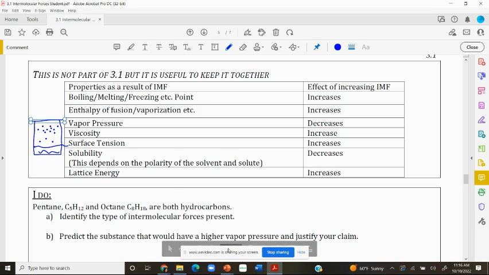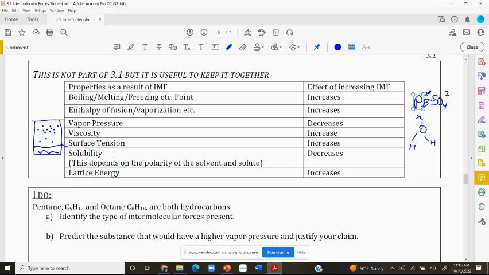Solubility depends on the polarity of the solvent and the solute. And that goes back to that drawing that I did. For example, lead sulfate, this is not soluble in water. That is because the attractions between these two are greater than the attraction between that lead and the negative end of this water molecule.